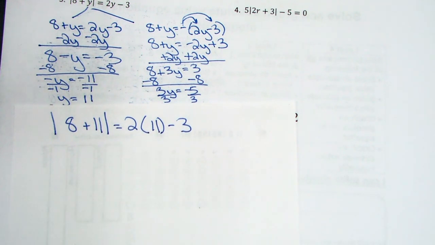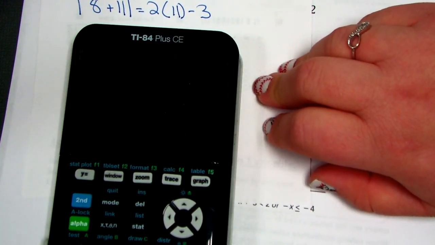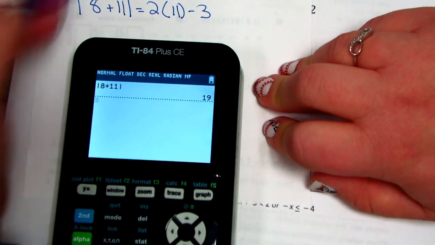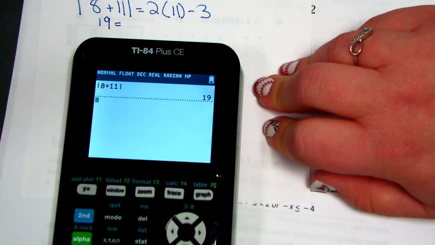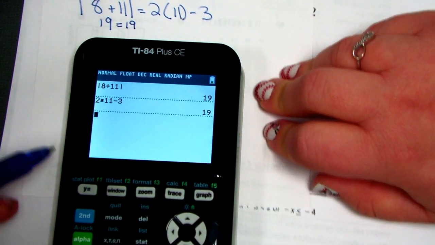And I'm going to go ahead and give us a little bit more practice going to that absolute value function on our calculator. So I'll use our calculator even though I know that you can do this part without it. We want to go to Math, NUM, absolute value of 8 plus 11. And we get that 19 is on the left. We should be getting 19 on the other side too if it's true. So 2 times 11 minus 3, and we get 19. That means that 11 really is a solution to this.